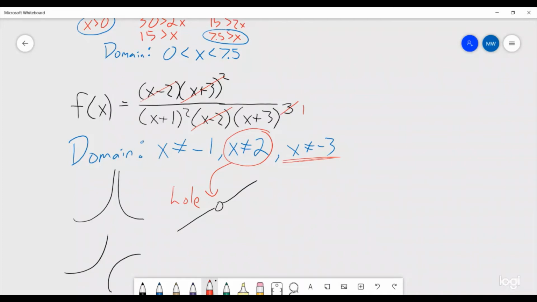Instead, anything that doesn't cancel completely is going to be one of these two asymptotes. So the way that you can figure it out is if it cancels completely, it's a hole, otherwise it's one of these asymptotes. And so that's the main thing to deal with when you're talking about asymptotes or holes. Let's talk about limits now.